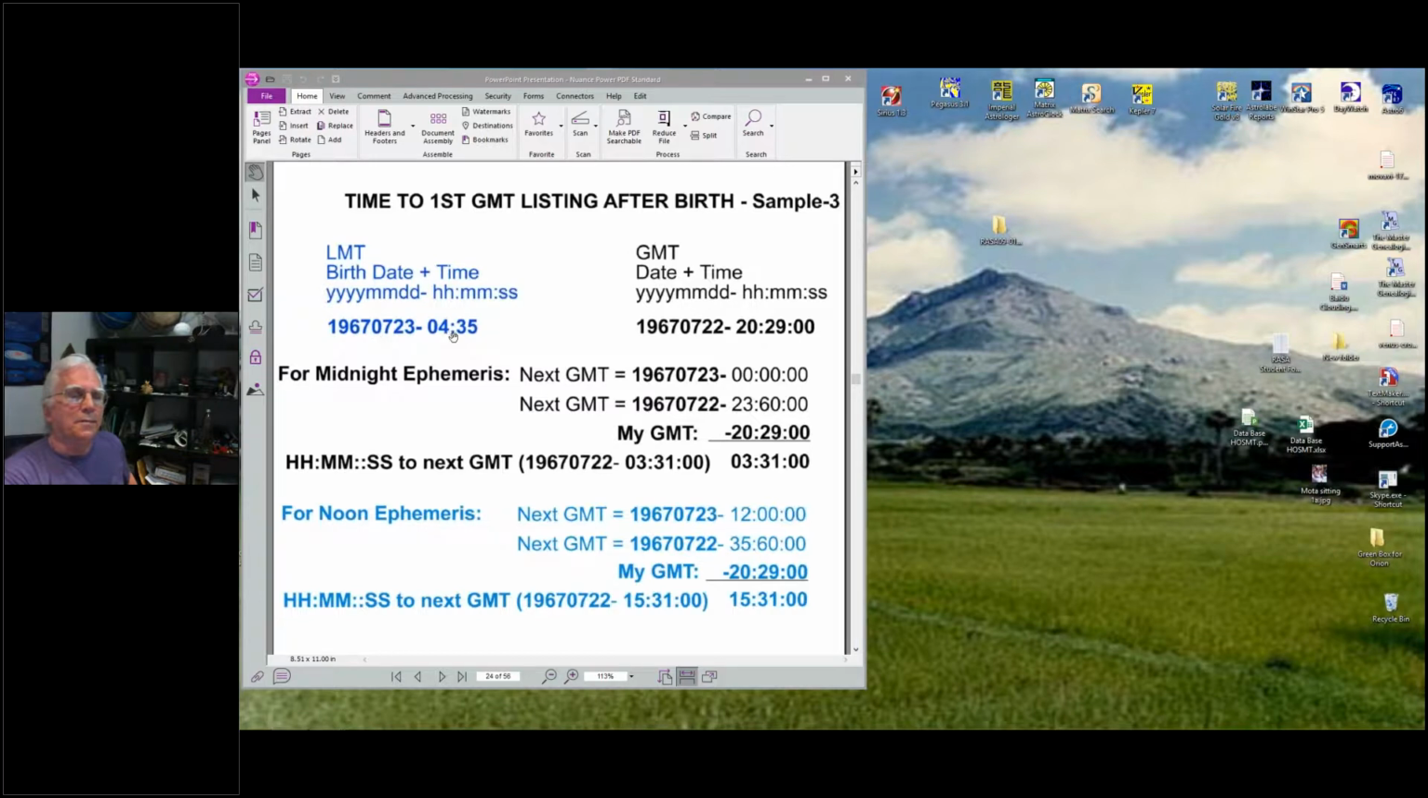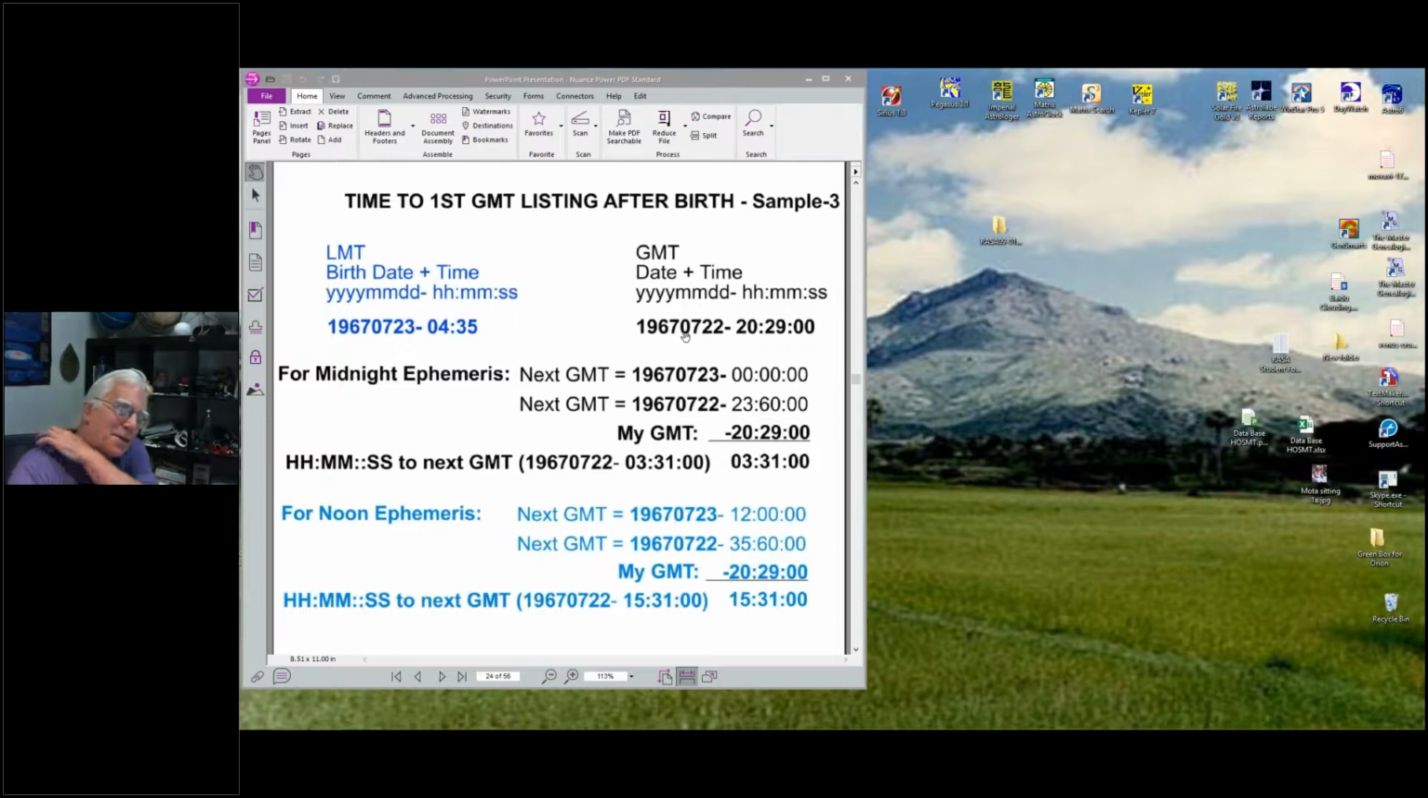So we have our local mean time, 4:35 a.m. The time in England, we add the 8:06 to it, and we have to subtract it because Shanghai is ahead. The sun will rise in Shanghai before it gets to Europe. So you're subtracting the hours to get to Greenwich. So 4:35 a.m. on July 23rd, the ephemeris would actually be July 22nd at 20:29. So for midnight ephemeris, the next listing would be midnight 23rd. So 24:00 subtracted, 3 hours and 31 minutes to the next midnight. See, midnight. So it's funny.